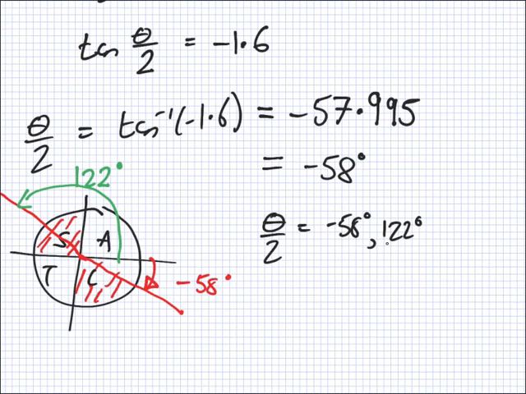So we should add these answers in pairs. If I add 360 to these, what do I get for the first one? 302 and 482.